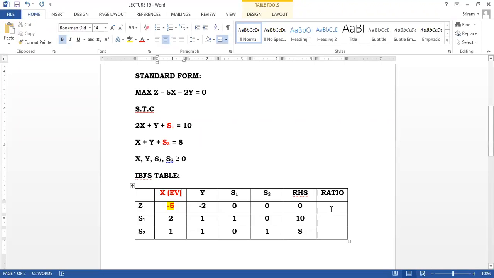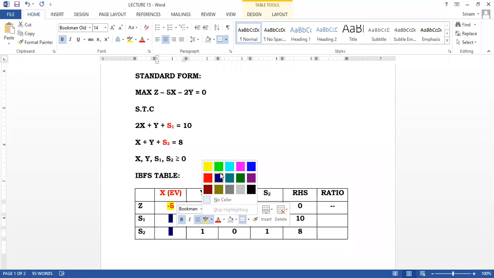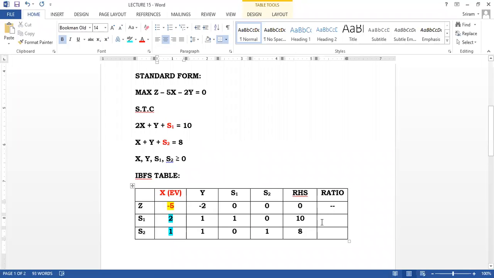Now I am going to find the ratio using the corresponding pivotal column elements.